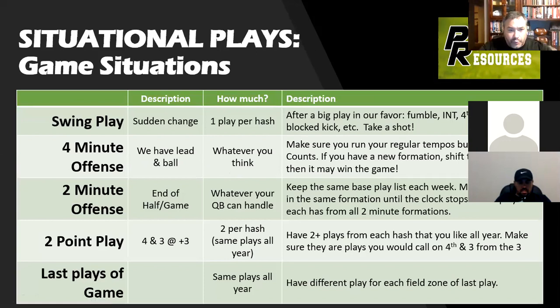Sudden change play, or swing, we called it a swing play. We always had one on each hash. That was usually, if it wasn't a trick play, like, let's throw it as far as we can. Let's make something happen, man. So we block a field goal, or we get an interception. That's a sudden change. Now we're going out there, we're going to take a shot.